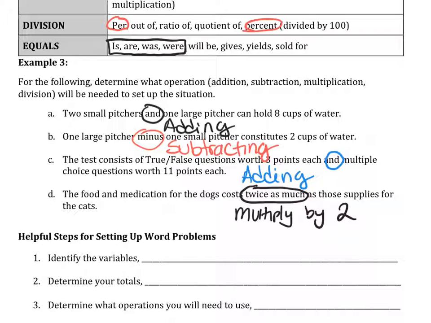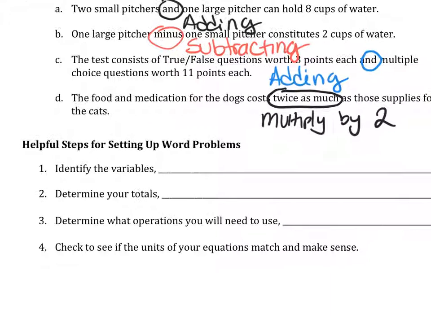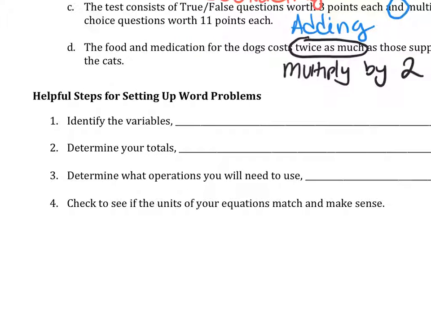Okay, so some helpful steps for setting up word problems. It's easier to do small steps, one at a time, instead of trying to do everything all at once, because I know word problems can be overwhelming. So if we chunk it up and just do one little chunk at a time, it'll be a little more manageable. So the first thing we want to do is identify the variables. So you're going to tell me what does x equal and what does y equal.